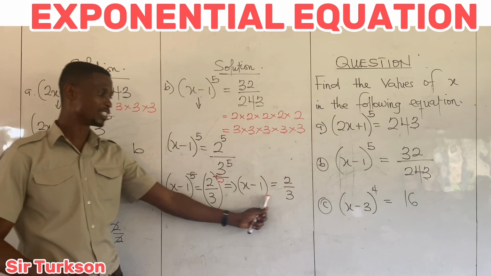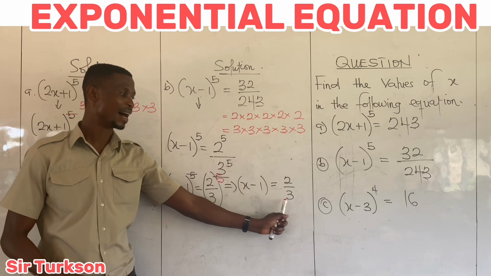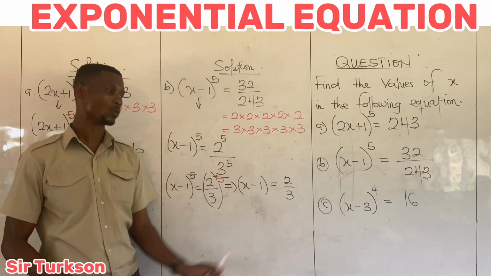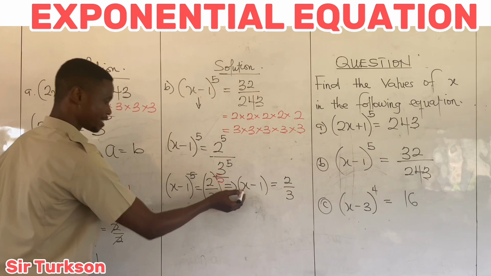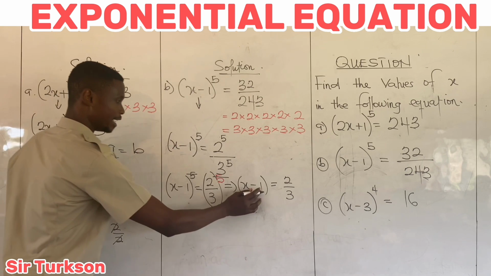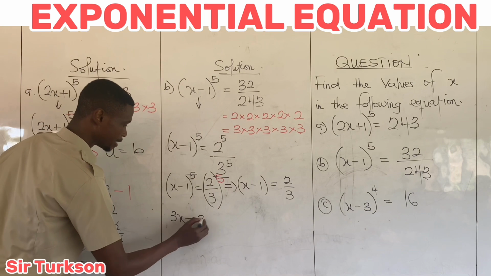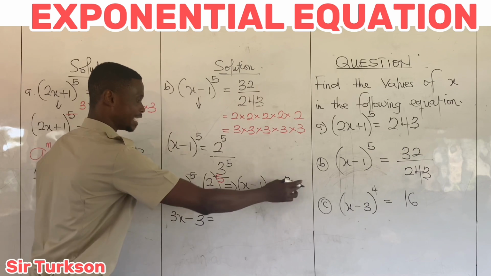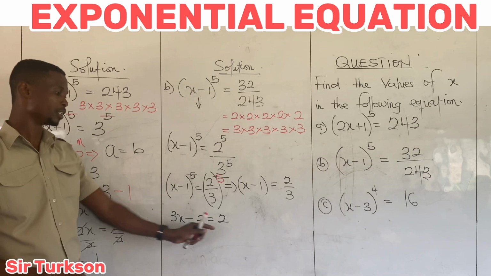Now, to solve this, because we are looking for x, we are going to multiply through by the denominator 3 to do away with the 3 here because we want a linear equation. So to get a linear equation, you multiply 3 by x, you have 3x minus 3 times 1, which gives us 3, equal to 2 out of 3 times 3, which will give us 2. When you multiply 3 by this fraction, you get 2.